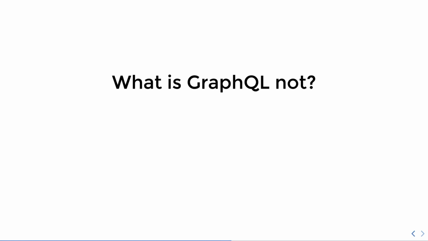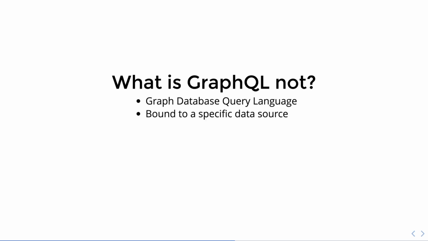Okay, so far we just talked about what GraphQL is. Let's have a look at what GraphQL is not. I said initially, GraphQL is not a graph database query language, and I hope everybody agrees now. And GraphQL is also not bound to a specific data source. So it doesn't matter if you have SQL Server behind it, if you have REST services behind it, if you have SOAP behind it. GraphQL is a layer over that and has a concept of resolvers. We will have a look at that in a minute, to resolve data for the various types it exposes.